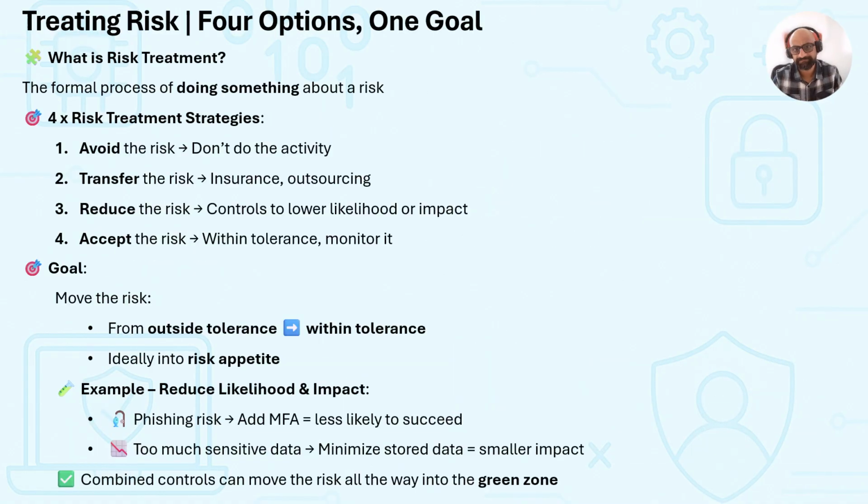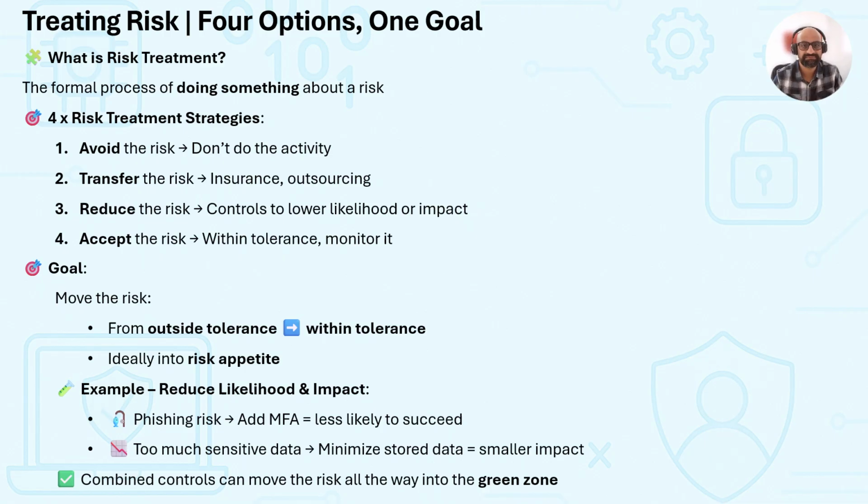All right, we have measured the risk. Now what? We treat it. And in banking, this means deciding how best to move the risk back into tolerance without killing the business process. You have got four choices, not necessarily in the order I'm going to speak in.